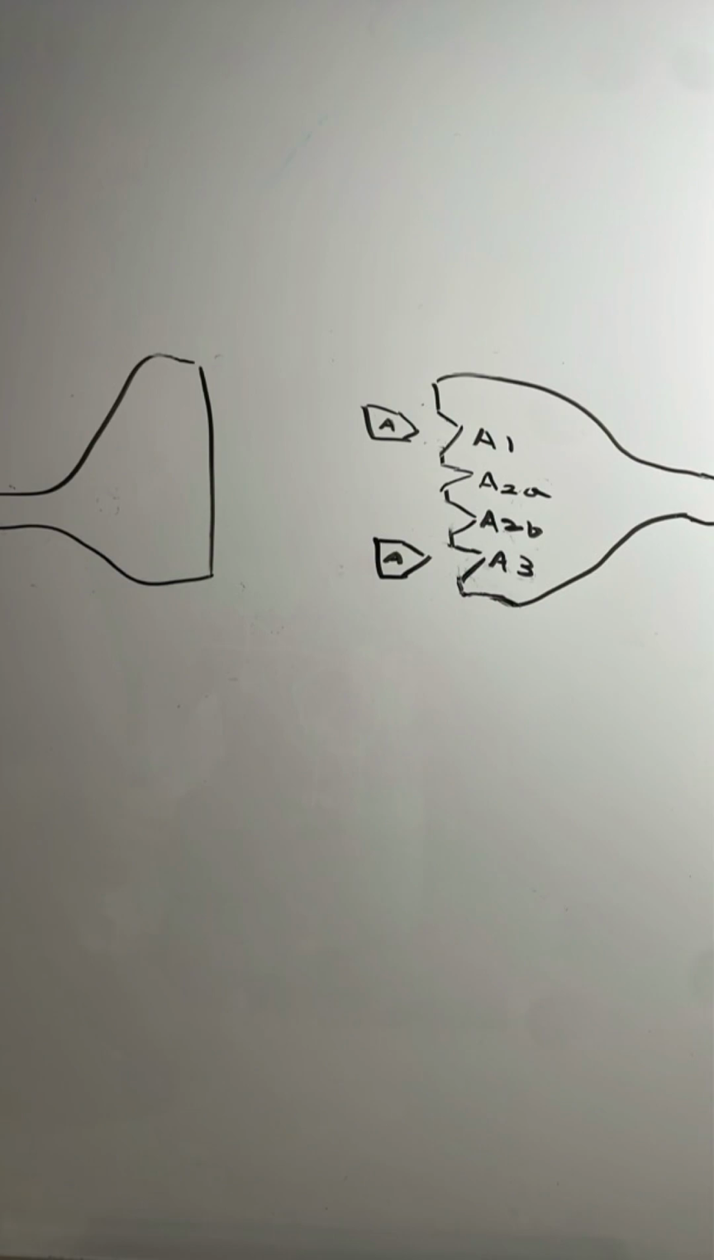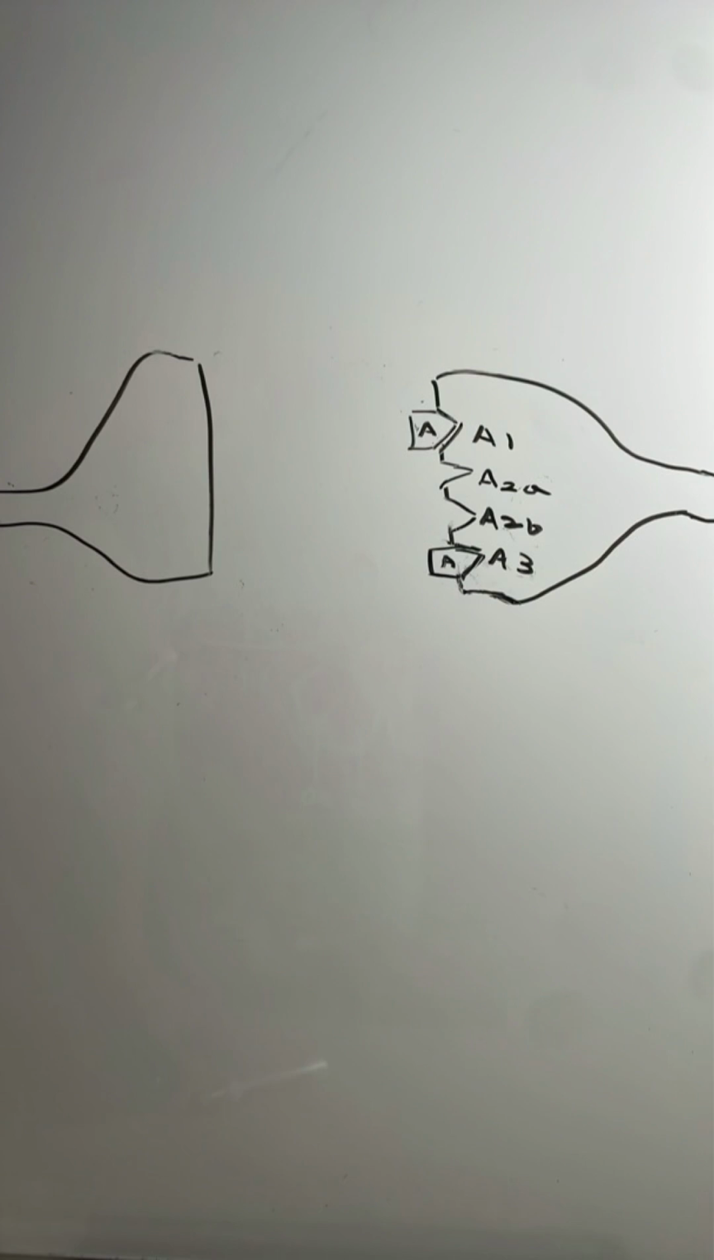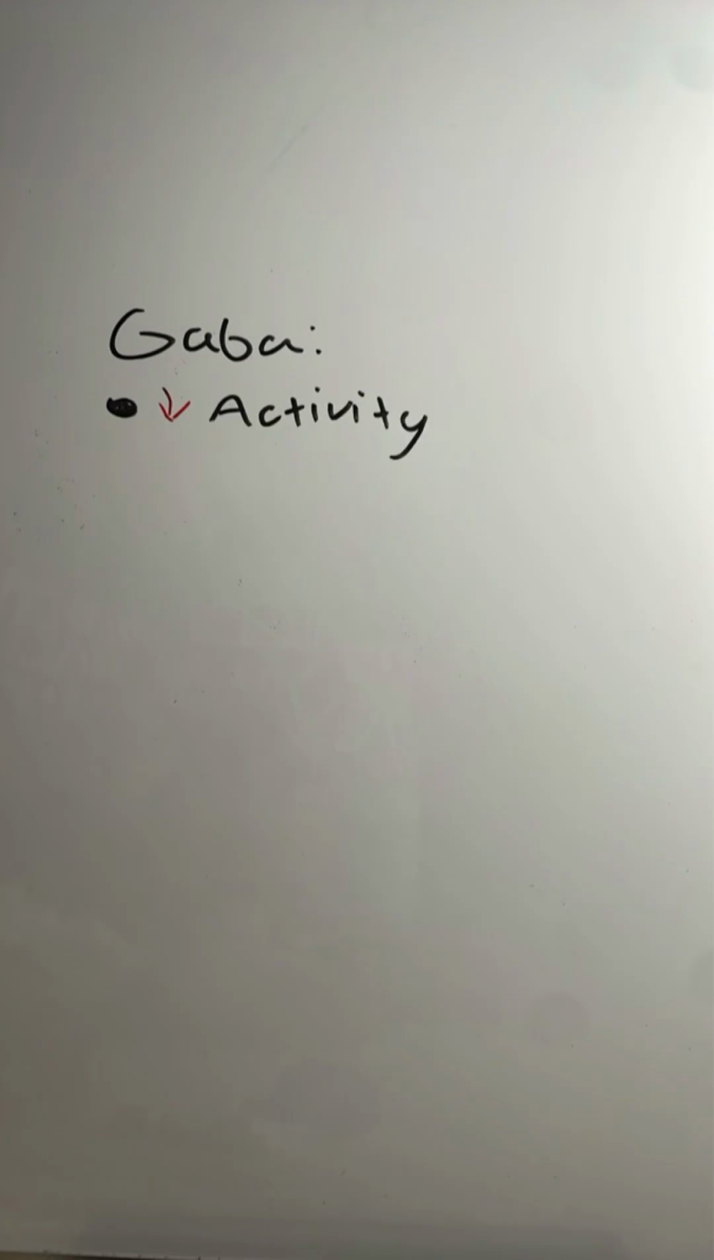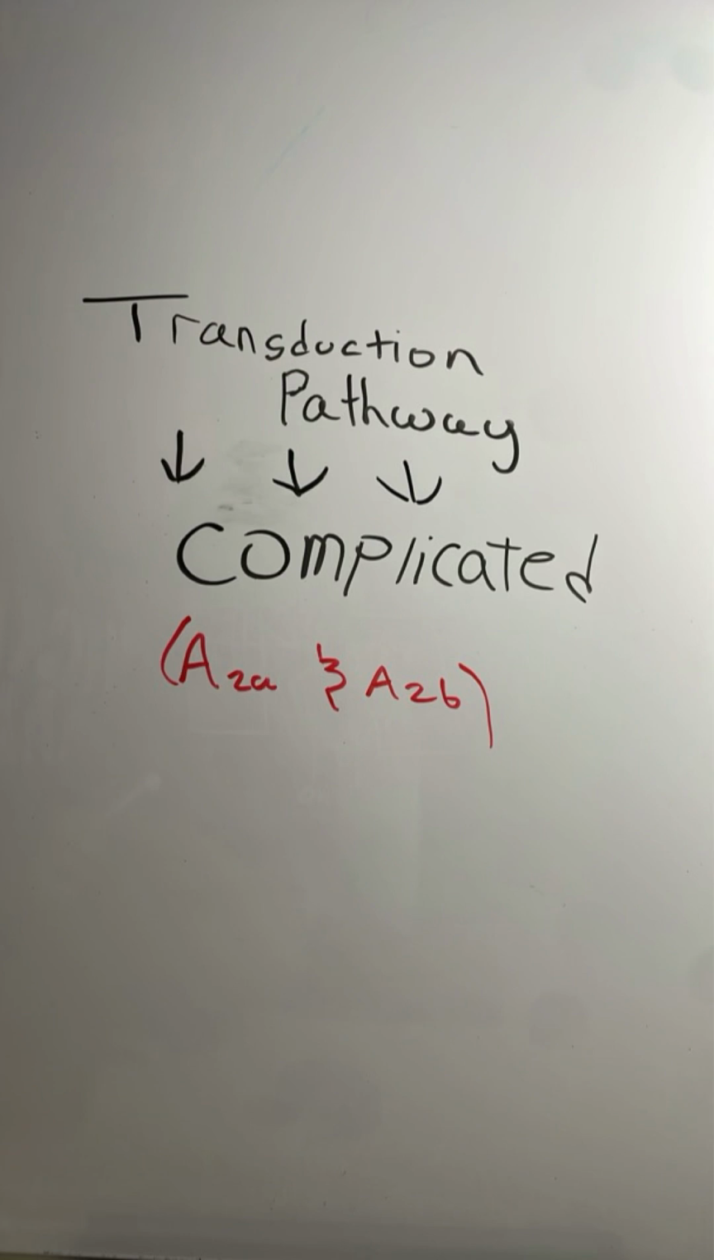A1 and A3 receptors are responsible for the stimulation of neural activity and are inhibited by adenosine. Conversely, A2A and A2B receptors are activated by adenosine. They produce sleep drive and are partially responsible for the production of GABA. GABA is related to a decrease in activity between neurons. The transduction pathway of these 2 receptors is complex and not yet fully understood.